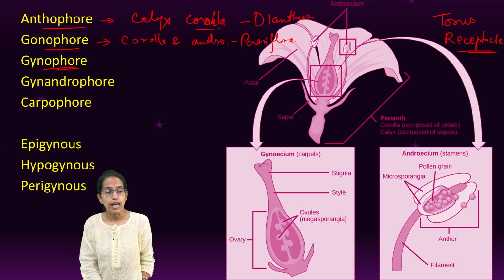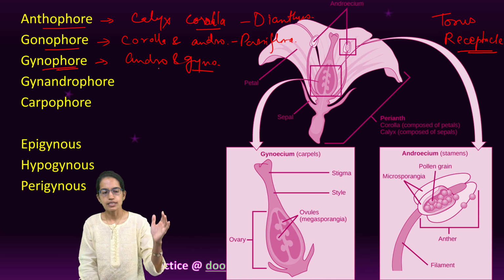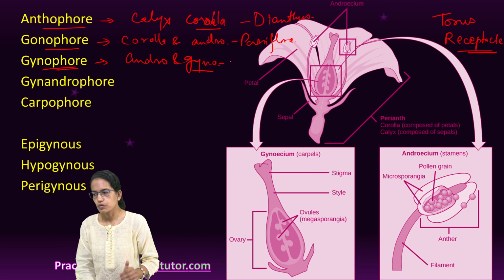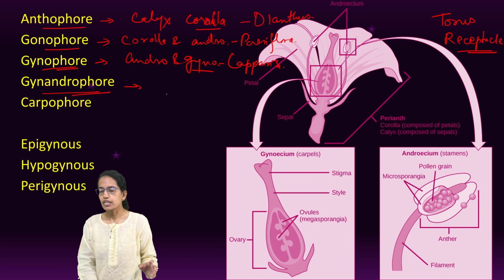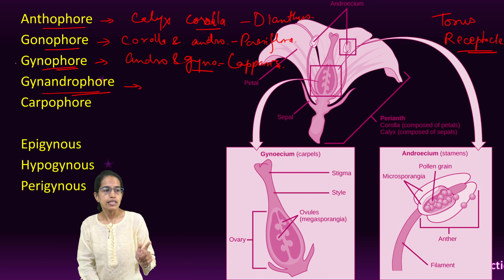The next is gynophore, when the internode is present between the androecium and the gynoecium. That's the third and the fourth whorl. And a good example is Capparis. The next is gynandrophore. Gynandrophore is where both androphore and gynophore are present. Right? So when you have both androphore and gynophore present, we call it gynandrophore.